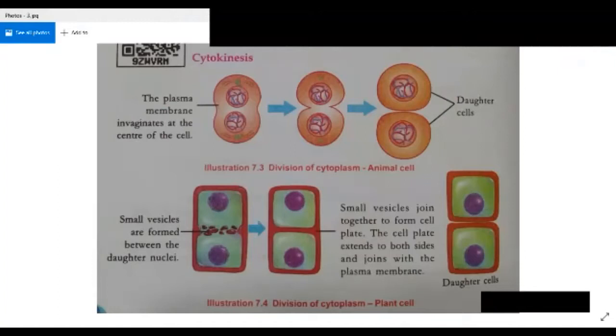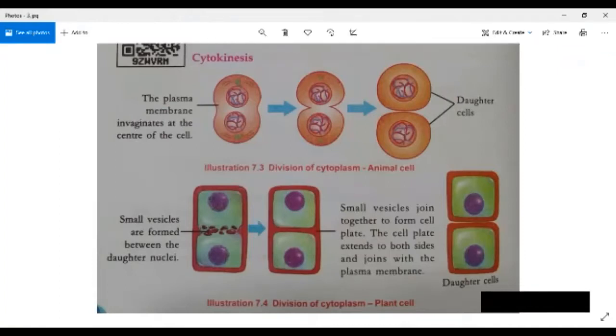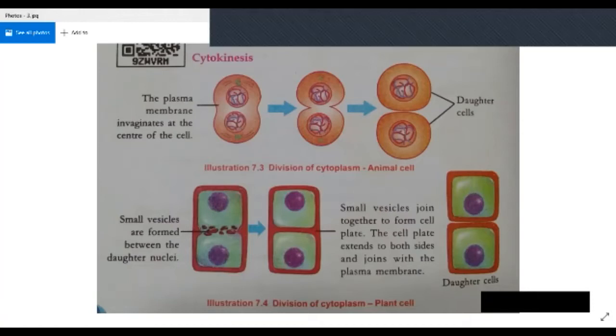Then it will go deeper inside that plasma membrane, and the division of the cytoplasm is known as cytokinesis. The stages in the division of nucleus are almost similar in plants and animals, as we have already told. The plasma membrane invaginates in the animal cell, and that depression will go deeper and deeper, and the cell will get divided into two daughter cells in the case of animals.